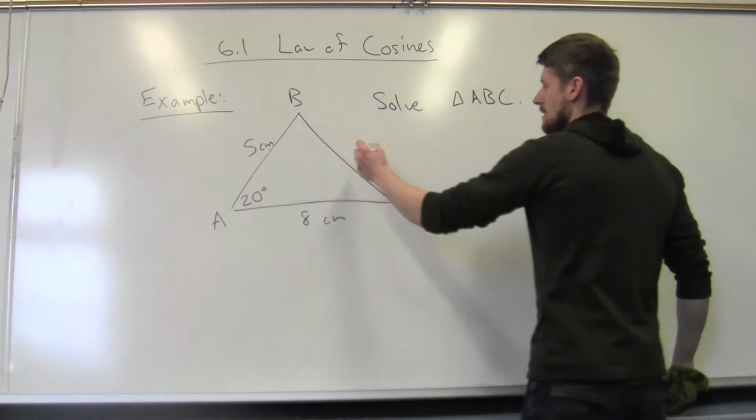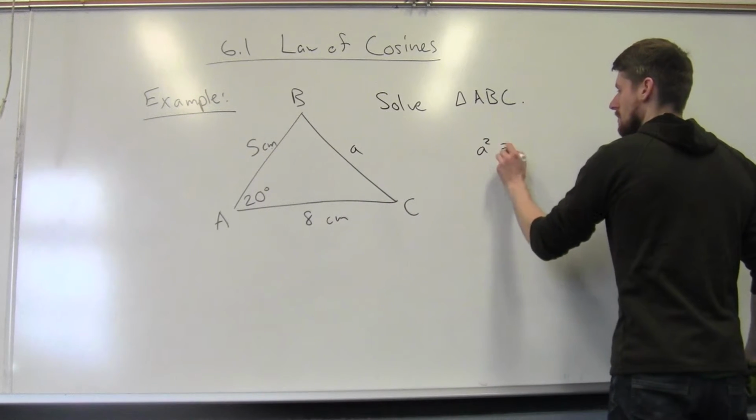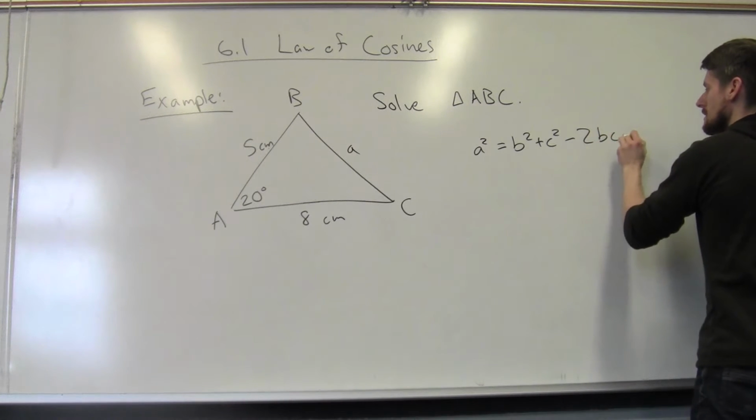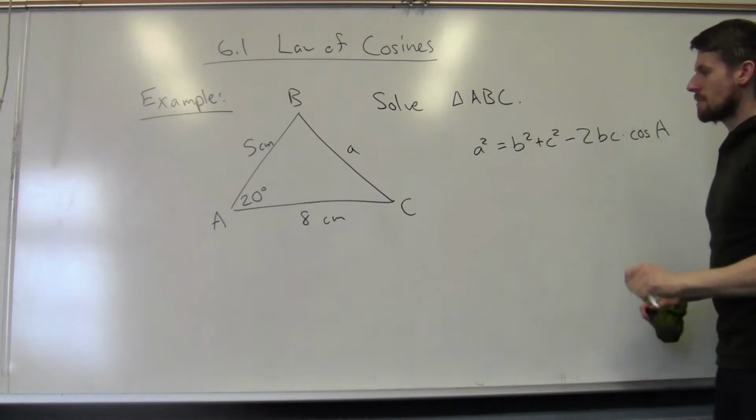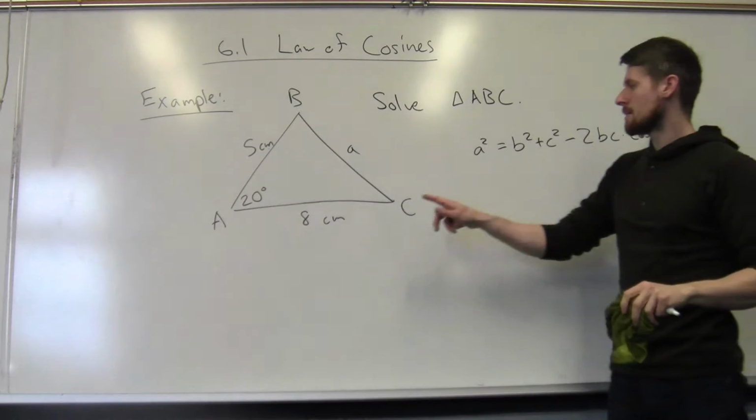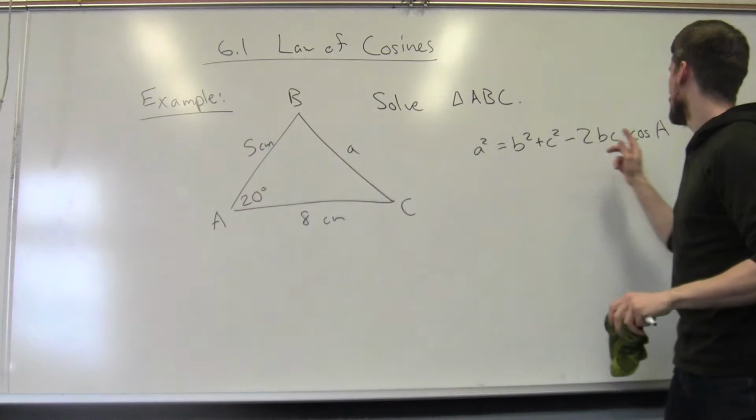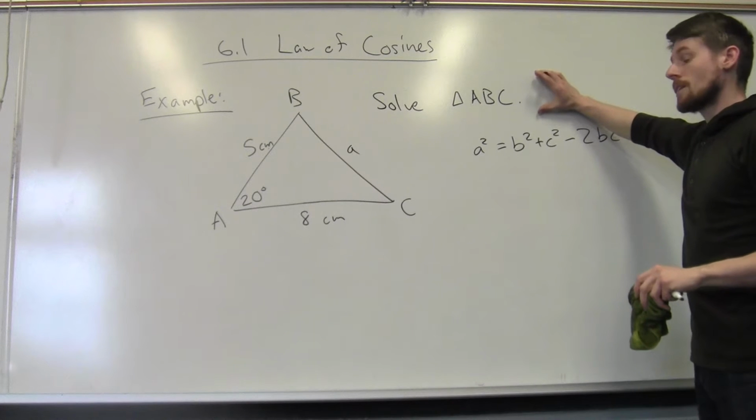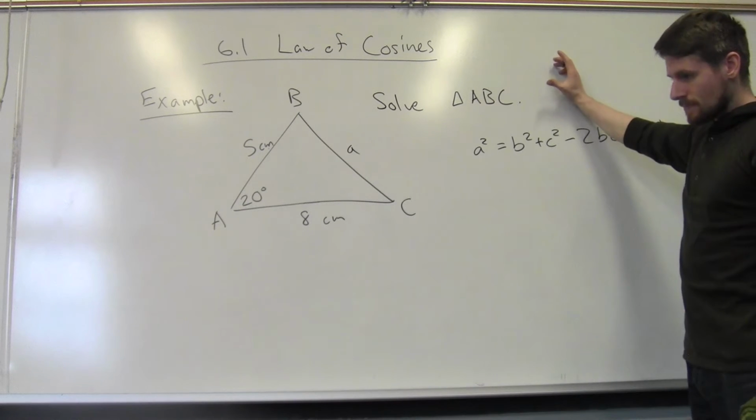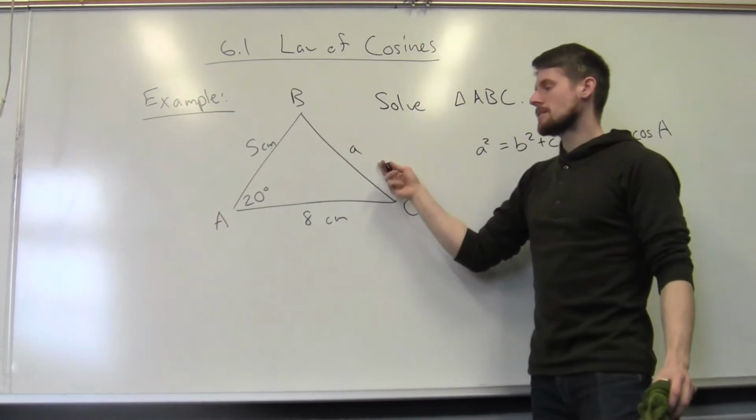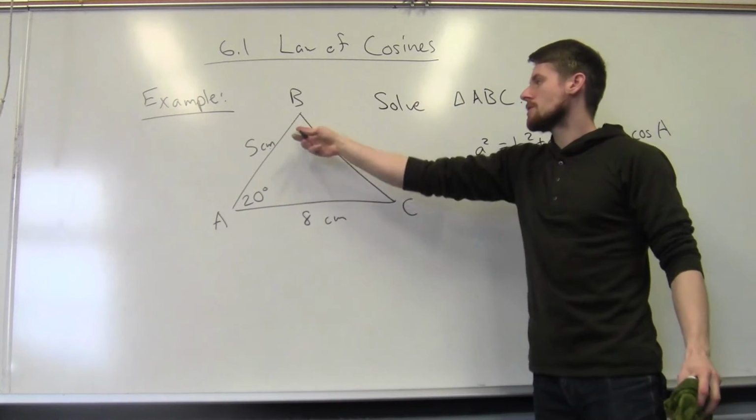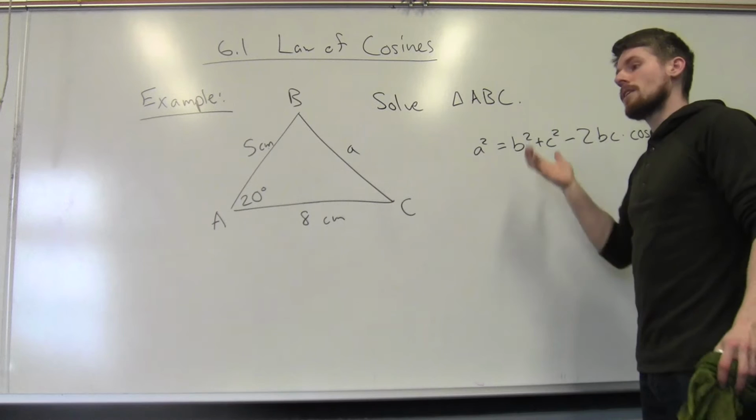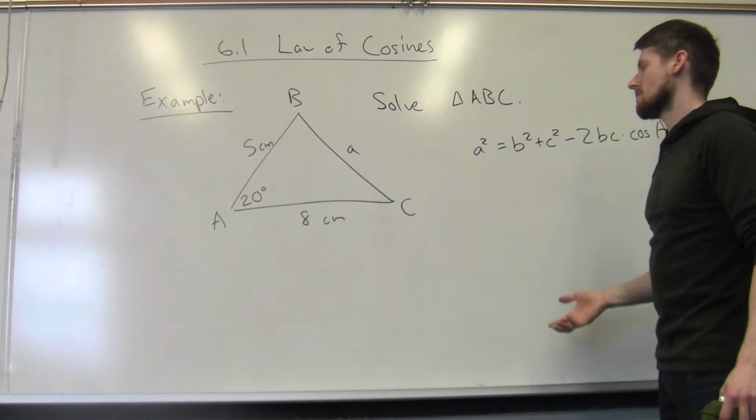If we recall, the law of cosines is a squared equals b squared plus c squared minus 2bc times the cosine of A. The things that we know in this case are b, that's 8, c, that's 5, and angle A, that's 20 degrees. The prompt is asking us to solve the triangle, which means we have to determine the missing side a and also the two angles, angle B and angle C. Find all of the sides and all of the angles of the triangle.